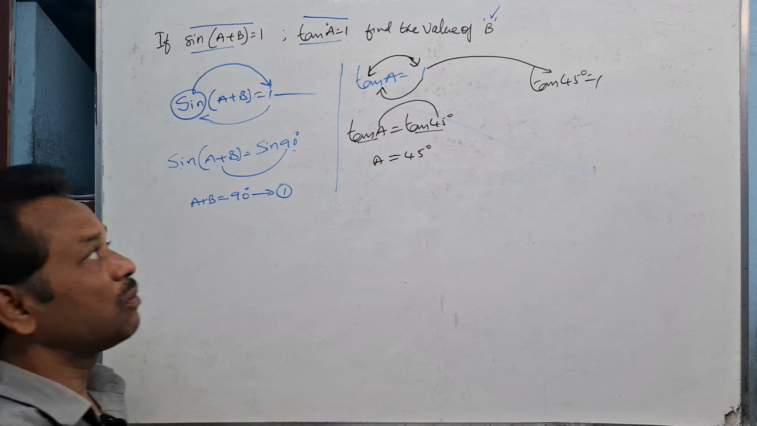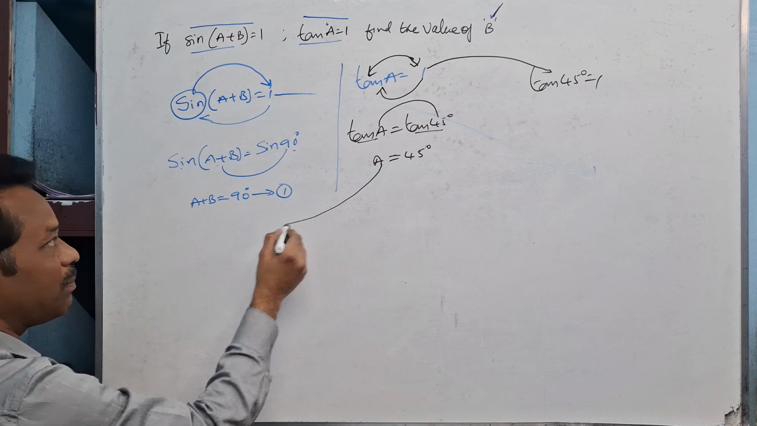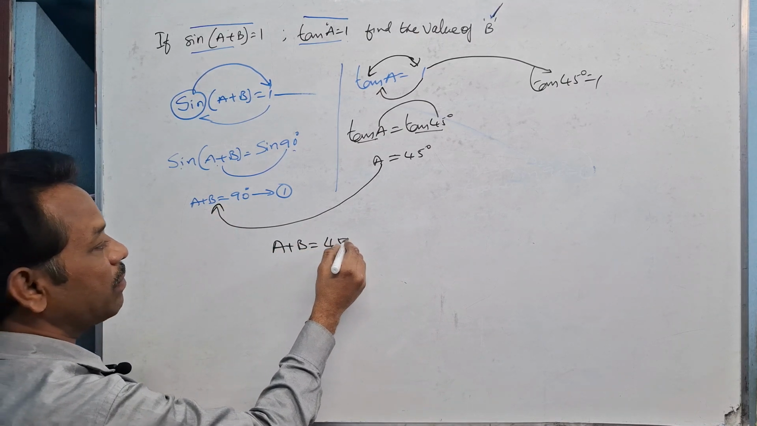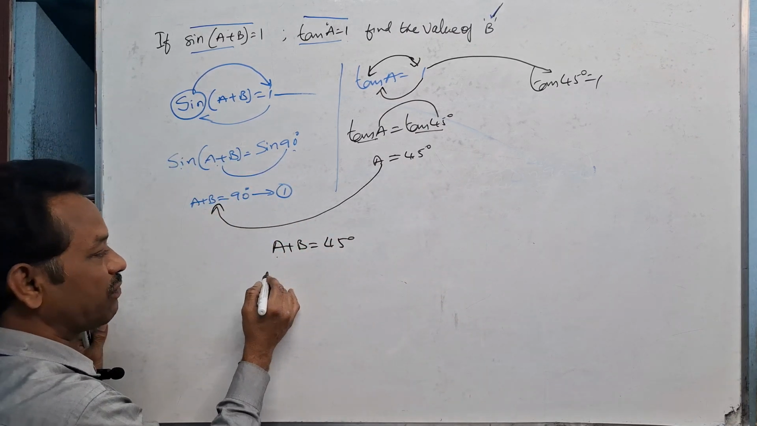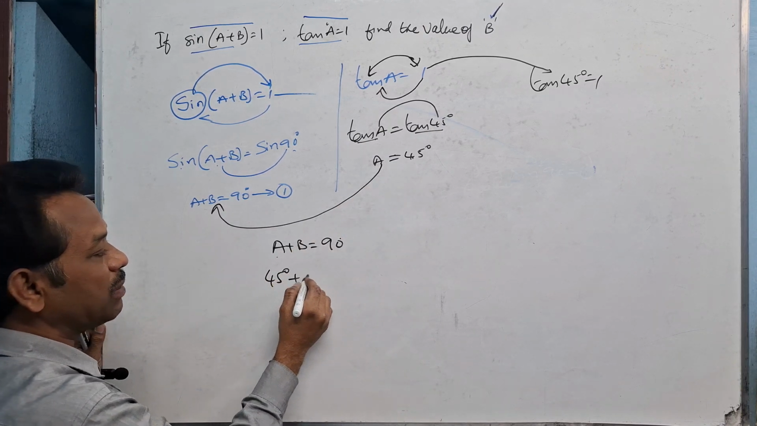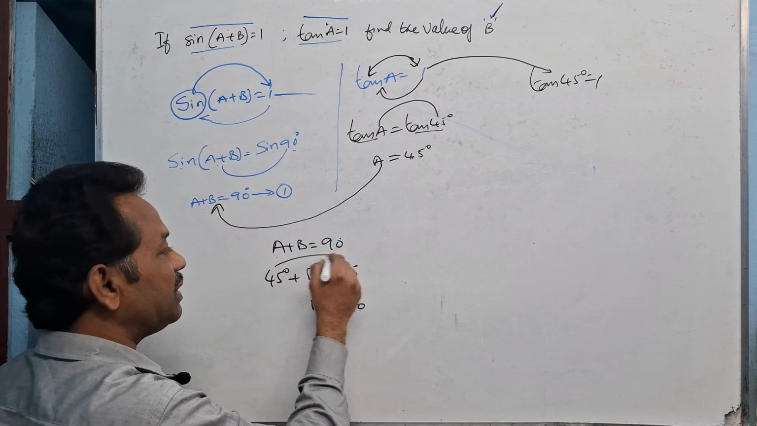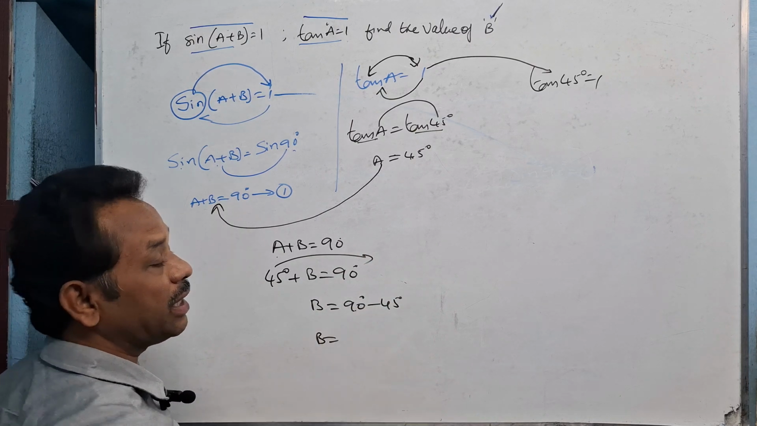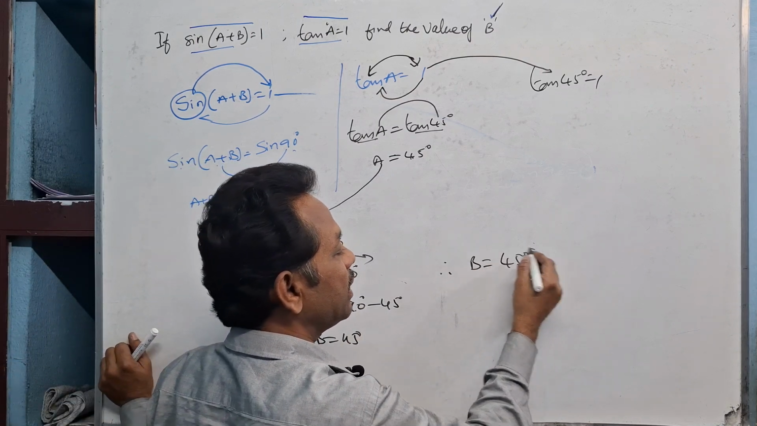So then actually the question is, we need to find the value of B. So let me take A and put it in equation 1. So my equation is A + B equal to 90. The value of A already we know. Let me substitute 45 in the place of A. 45 + B equal to 90. Now B equal to 90, let me shift 45 this side, so we'll get minus 45. So B equal to 90 minus 45 is 45. Therefore, my value of B is 45 degrees.